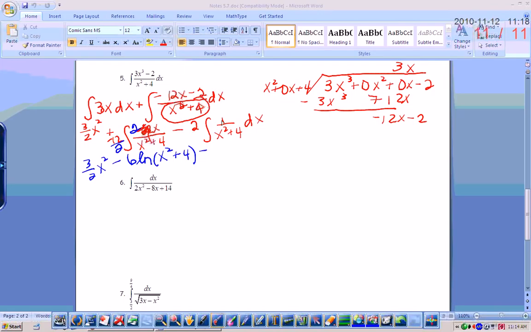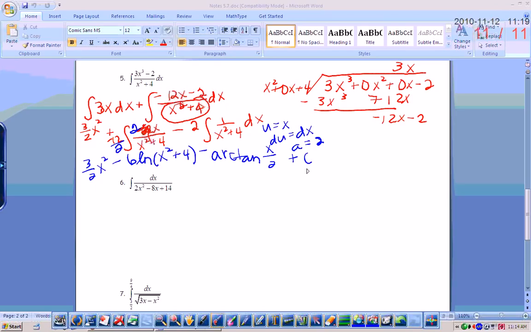Okay, and then we have minus 2, and that's a very easy arctan because u is x, and therefore du is dx. And a is what? 2. So arctan is 1 over a, arctan u over a. Yes. But I have this negative 2 out in front, so negative 2 over 2 is just a negative 1. Arctan x over 2 plus c.